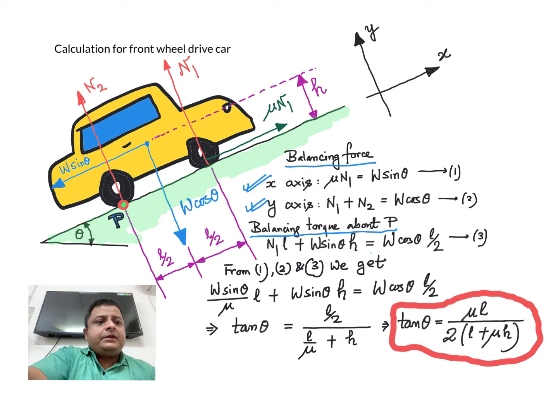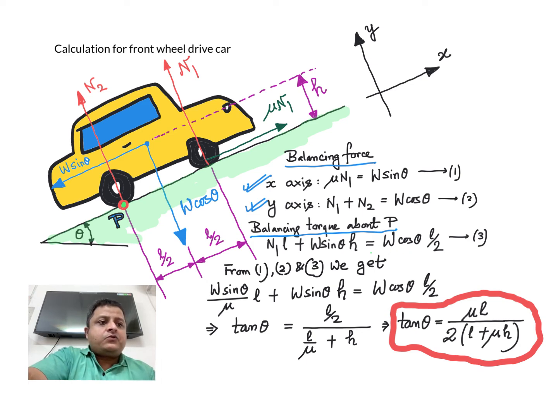Then after balancing the forces we have to balance torque about P. About P you equate the anti-clockwise torque and the clockwise torque. The torque of N1 is N1 times L, plus the torque of W sin theta is W sin theta into H, because both are in the counterclockwise sense. That equals the torque in the clockwise sense provided by W cos theta, that is W cos theta into half of L.